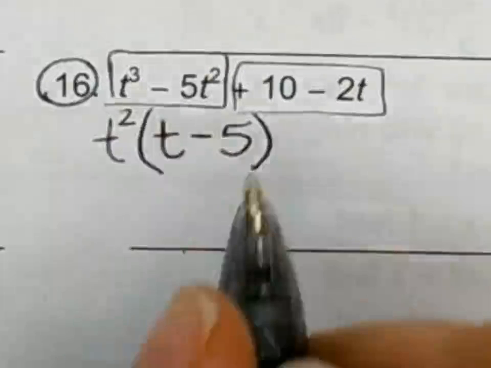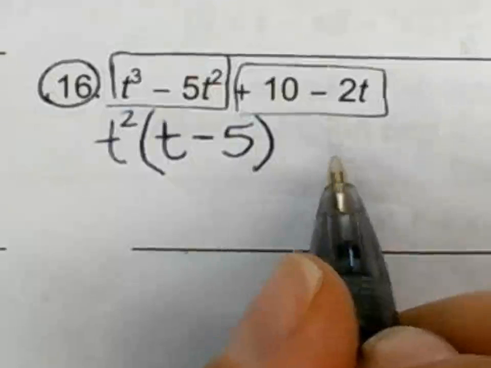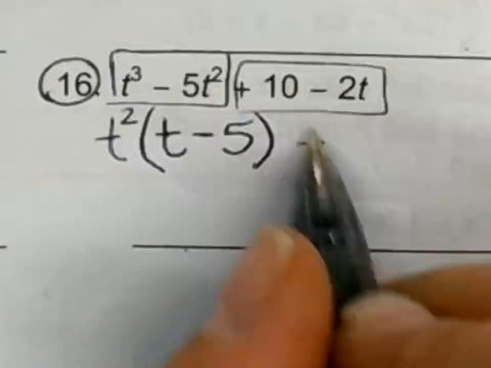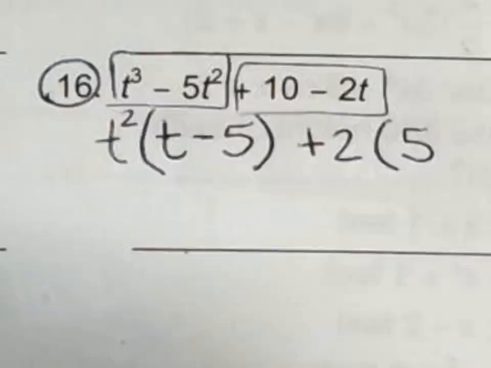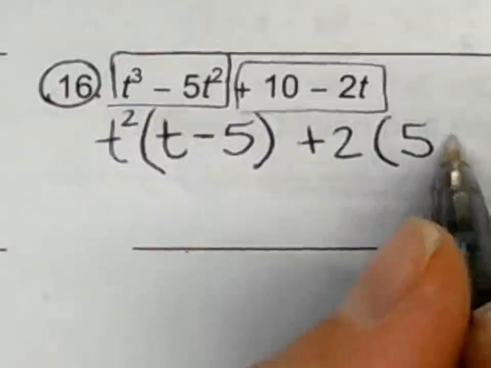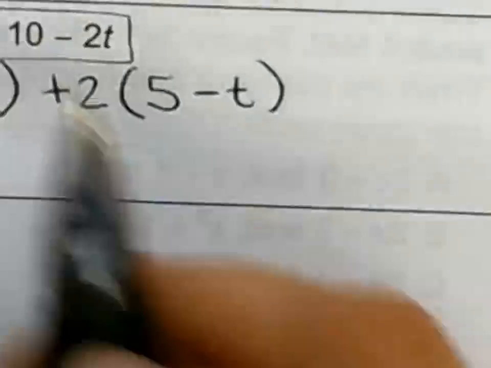Out of 10 and minus 2t, what's the highest number I can pull out? Pull out a 2. So that would be 2 times 5 is 10. And 2 times what is negative 2t? Negative t, right? You guys see how these are opposites? So pull out a negative instead.